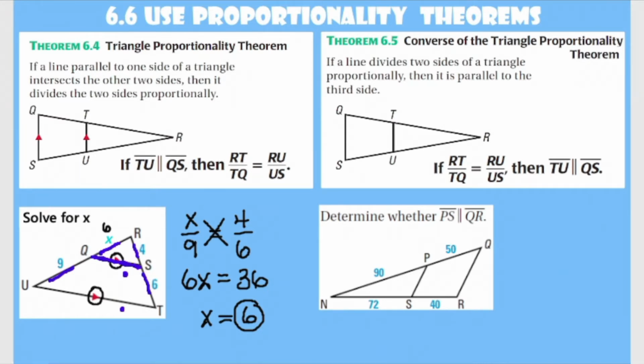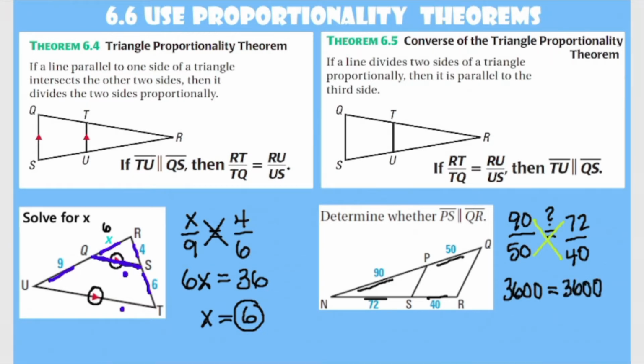And then this is how it would be worded if they were asking you to use the converse. We're going to decide, are these parallel or not? And the way we're going to check is by checking to see if these are split proportionally. Is 90 over 50 the same as 72 over 40? And I think I'll check that by cross multiplying. I could also reduce or divide. 90 times 40 is 3,600. 72 times 50 is 3,600. So yes, those are split proportionally, so I can say yes, those segments are parallel.